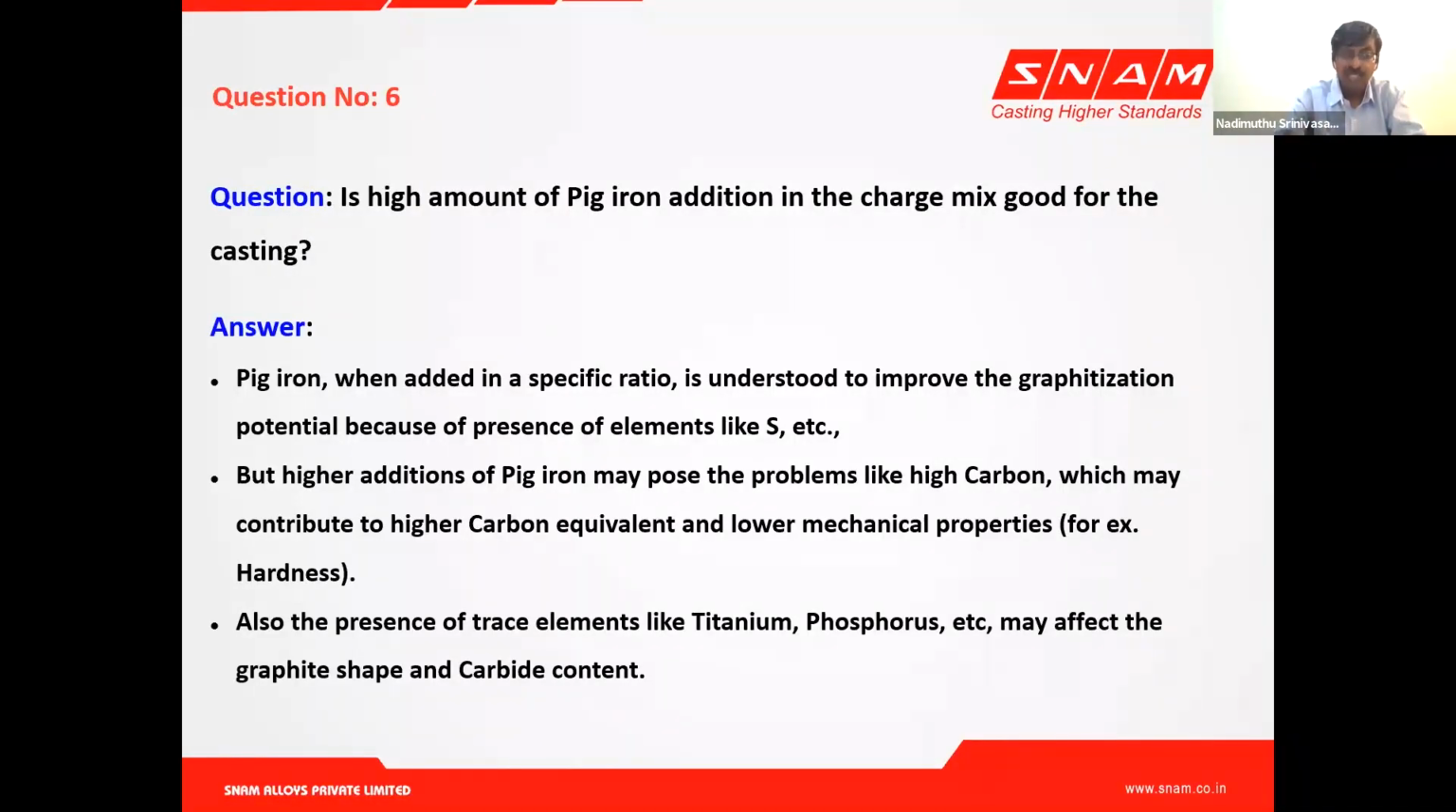But a higher addition of pig iron may pose a problem of higher carbon, and you must have a finer control of your carbon equivalent. Otherwise, this high carbon equivalent can give you lower mechanical properties. Also, there are other elements like titanium and phosphorus present in the pig iron, which can affect the graphite shape and also result in carbides.